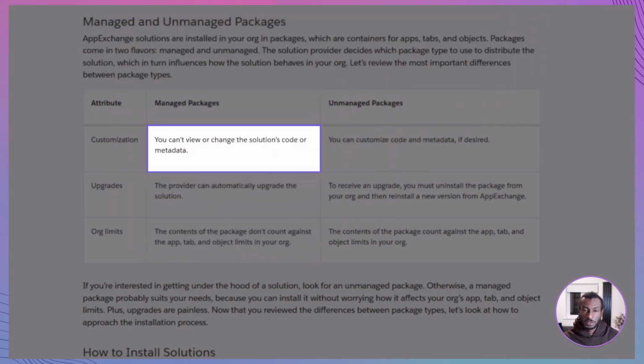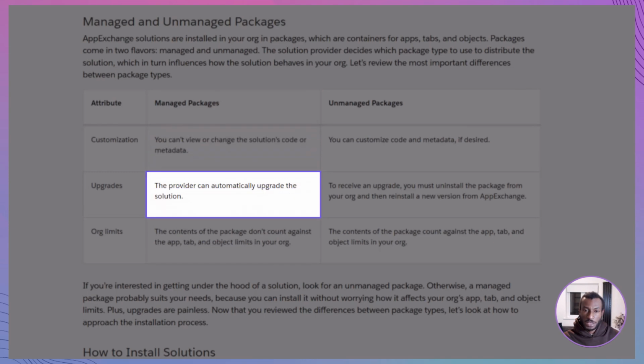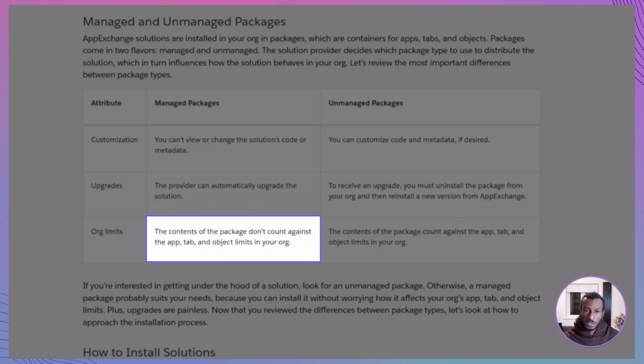Managed packages. You can't tweak the internals. The provider's code and metadata are locked down. Updates come to you. The provider can push new versions, so you stay up to date without lifting a finger. No impact on your limits. They don't count against your org's app, tab, or object quotas. Best for ready-to-go solutions you don't need to customize.